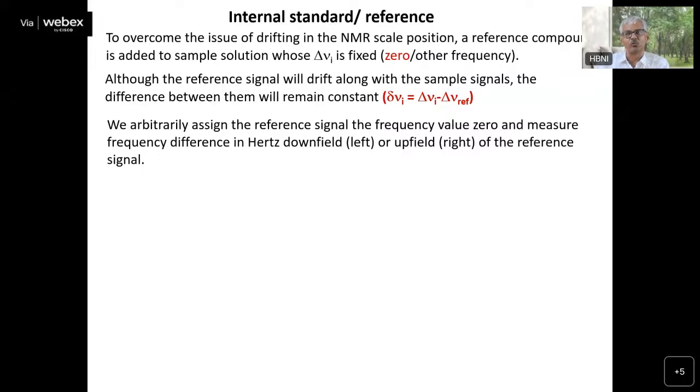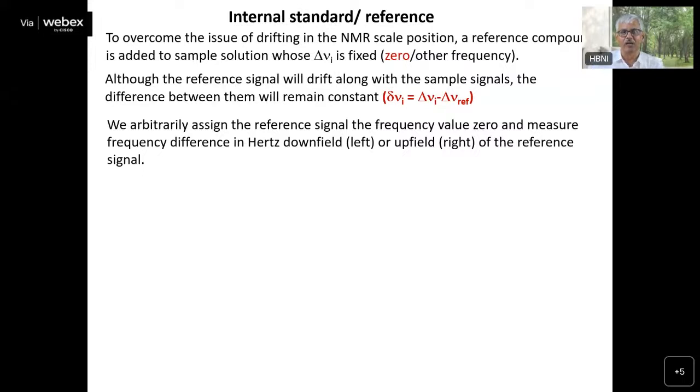But nowadays people even do referencing of the residual chloroform in CDCl3, and that is put at 7.26. Not necessarily, but that 7.26 is coming with reference to TMS. So ultimately you are referencing all the spectra with respect to TMS, but you can use any other reference. And then measure the frequencies in hertz downfield.